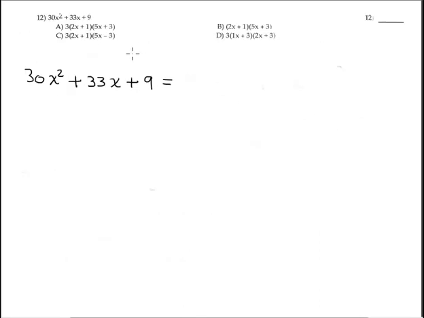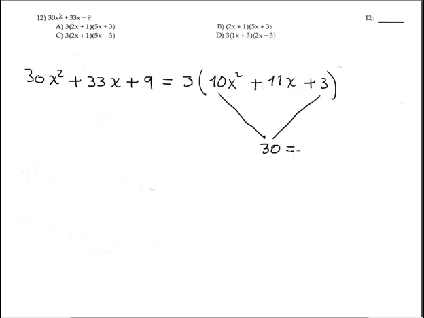Okay, number 12 is again factorization of a trinomial, but in this case, you analyze first. We have a common factor. The greatest common factor is 3. Factor out 3. We have 10x squared plus 11x plus 3. And now we have a complicated trinomial here. Multiply 10 times 3 is 30. I need to find two factors of 30 that, when adding or subtracting, give me 11. The combination is 6 and 5, because 6 times 5 is 30 and 6 plus 5 is 11.